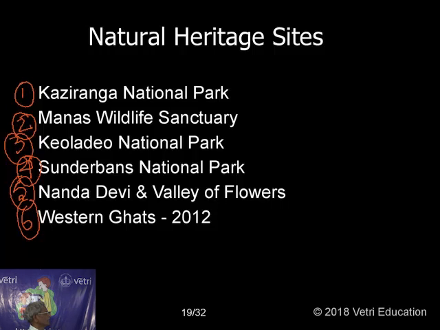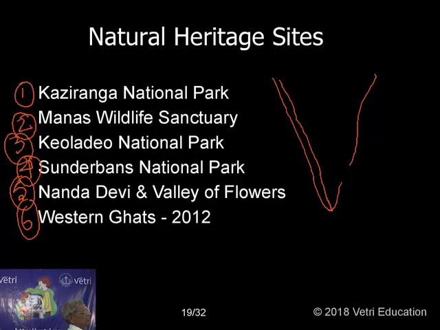Should I repeat? Kaziranga National Park, Manas Wildlife Sanctuary, Keoladeo National Park, Sundarbans of West Bengal, Nanda Devi and Valley of Flowers, Western Ghats, which is encompassing Kerala, then Karnataka and Maharashtra. This is a stretch, the complete Western Ghats. It will be covering at least four states. Some areas, Kanyakumari area and other areas of Tamil Nadu, Kerala, Karnataka, Maharashtra, all these areas. Western Ghats is running through all these states. It's a very long stretch.